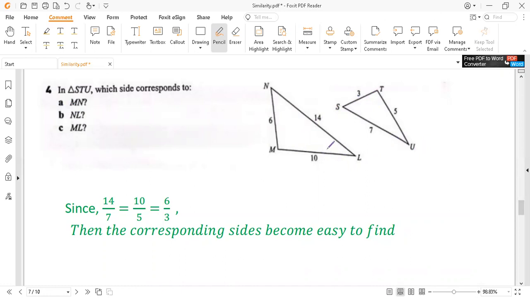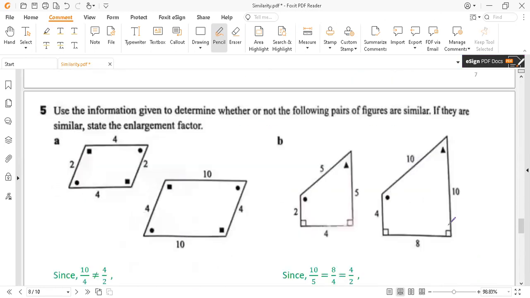So we can easily see that if we divide 10, for example, by 5, we obtain 2. If we divide 6 by 3, we obtain 2. And if we divide 14 by 7, we obtain 2. So all these sides are in the same ratio. We can say that ML corresponds to TU, MN and ST are corresponding sides, and NL and SU as well. So it is easy.